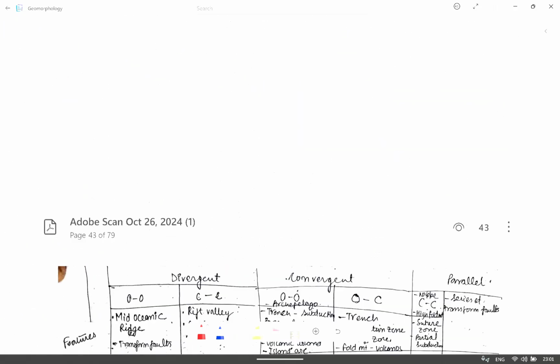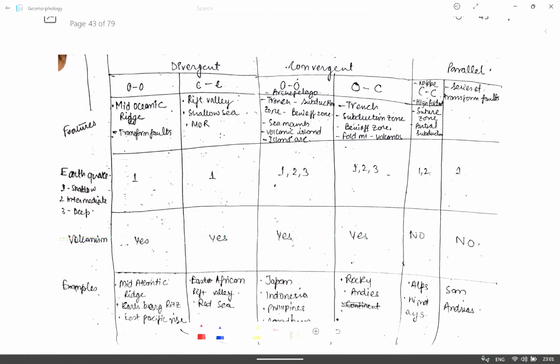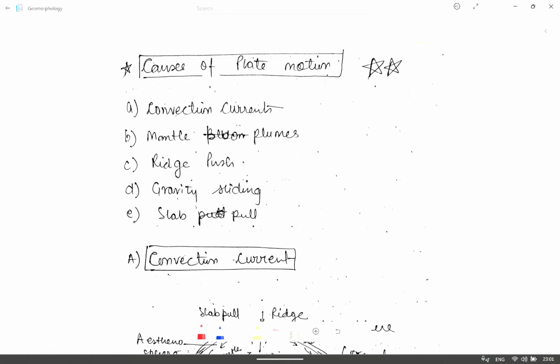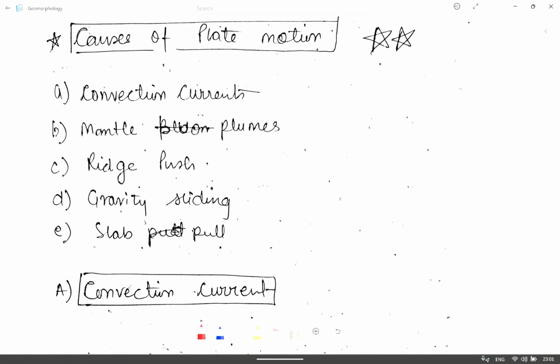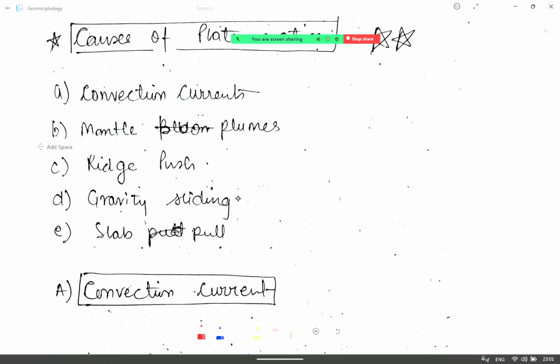So this was all about the plate movements. Now, this is a summary which has been created. You can refer later on. Now, क्या causes है क्यूं प्लेट का मोशन होता है? पहला कॉज है कन्वेक्शन करेंट्स. कन्वेक्शन करेंट्स क्या होते हैं?